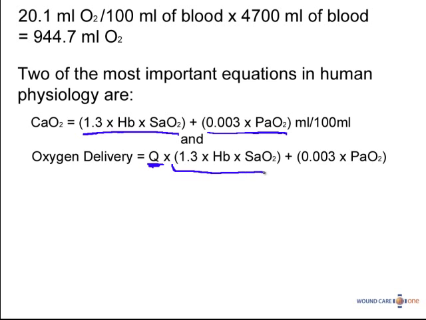The second part of the equation is the oxygen content equation we just went over. Simply multiplying the amount of blood pumped out of the heart by the amount of oxygen in the blood, both attached to the hemoglobin molecule and dissolved in the plasma, will give one the amount of oxygen delivered to the body. The next part of the oxygen delivery lessons will look at a practical application of oxygen delivery.